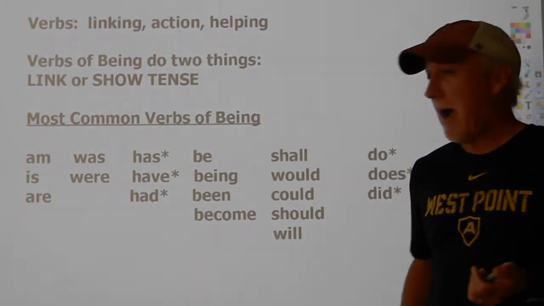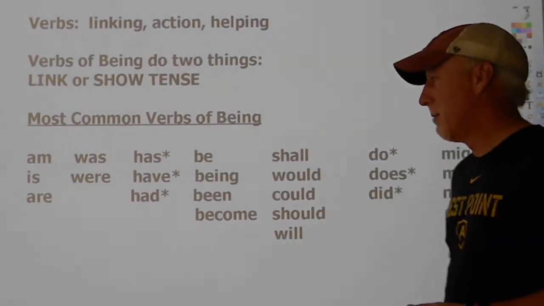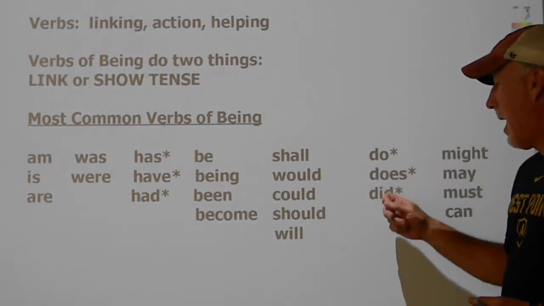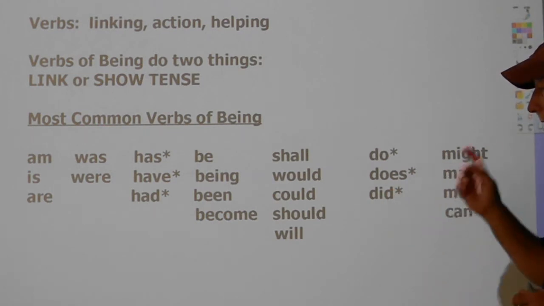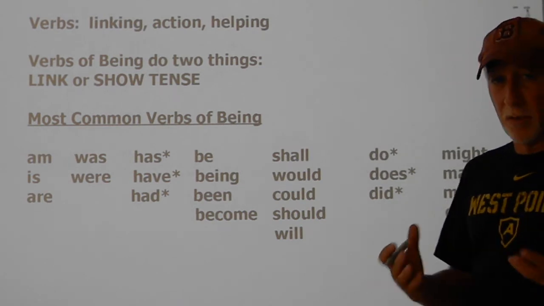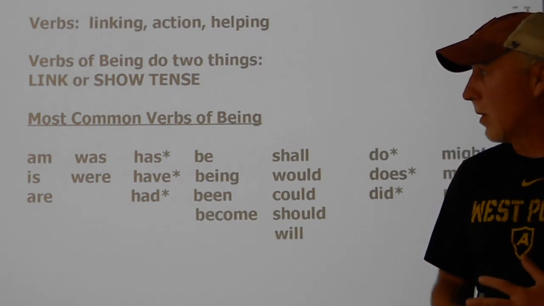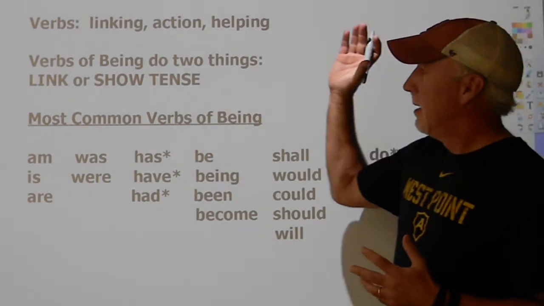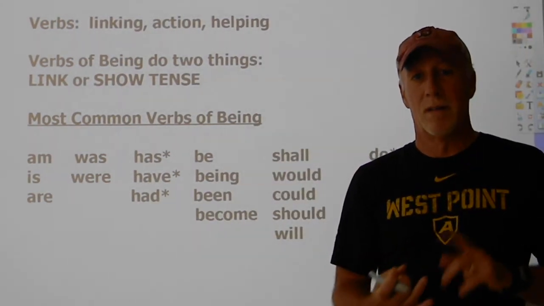Okay? The ones with the asterisks, has, have, had, do, does, did, also function as action verbs, depending how they're used. I have $5 in my pocket. I had $5 in my pocket. She has $5 in her pocket. I do my homework. I did my homework. He does his homework. In those cases, these function as action verbs. Okay? Find and analyze. Find it and then tell me what it does.